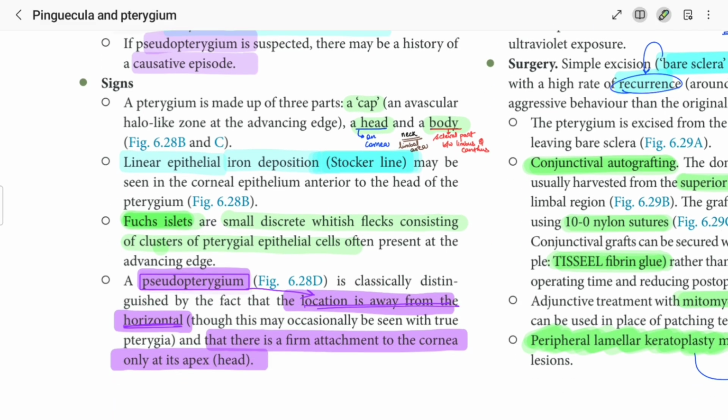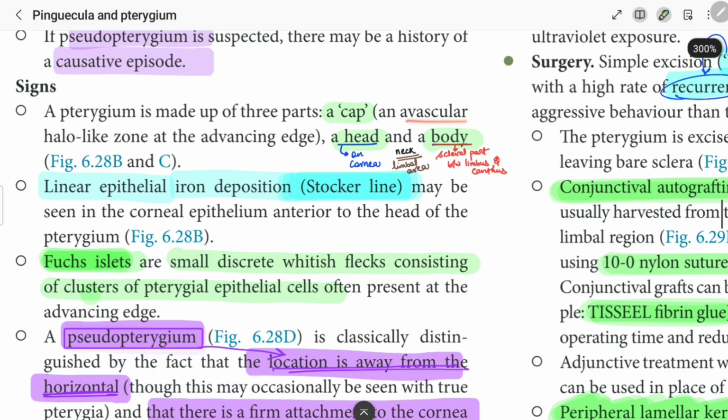Coming on to the signs of pterygium. So the pterygium is made up of three parts: a cap, a head, and a body. The cap is an avascular halo-like zone at the advancing edge, on which I showed the Stocker's line. Then there's a head on the cornea. We can say there's a constricted part present on the limbal area, and we can call it the neck. Then there's the scleral part between the limbus and the canthus, and that is called the body. Mainly it has three parts: cap, head, and body.